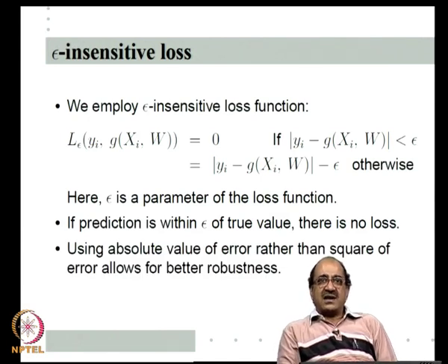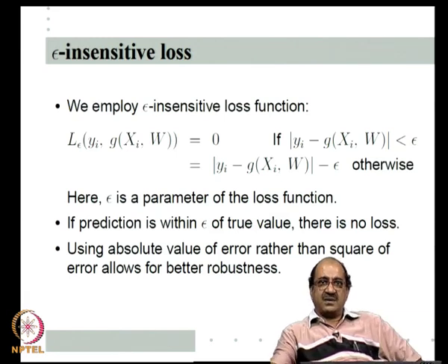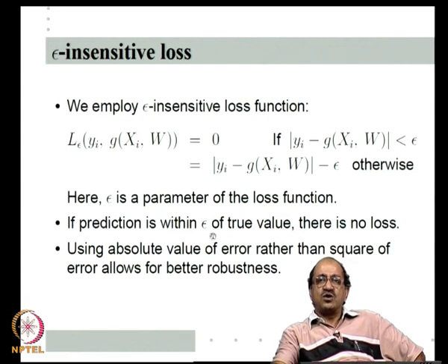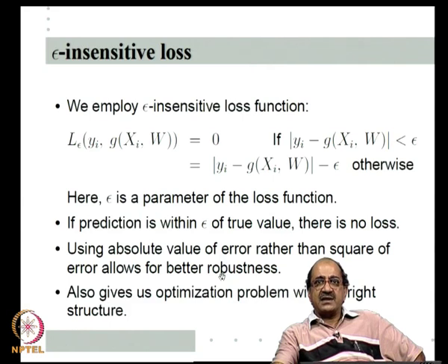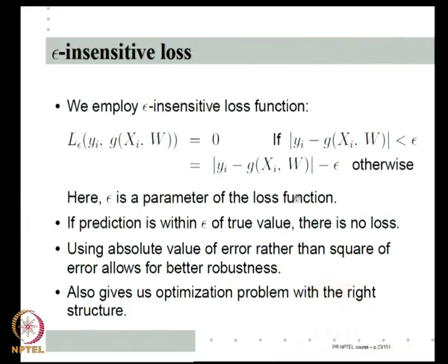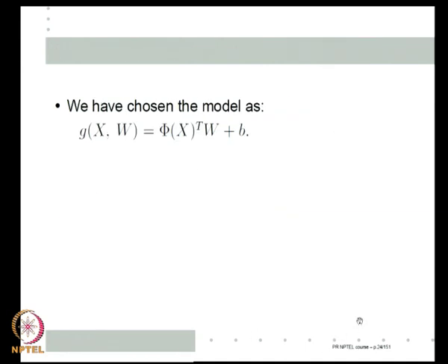Earlier we were not using any epsilon, we were just using the square of the error and minimizing it. Using the absolute value rather than the square of the error allows for better robustness, in the sense that a few outliers do not influence the final fit too much. But more importantly, when we want to do empirical risk minimization on this particular loss function, it gives rise to an optimization problem which has the right structure for us. For us, the right structure is one where I can employ the kernel function. All right. So, what is it that I have to do?